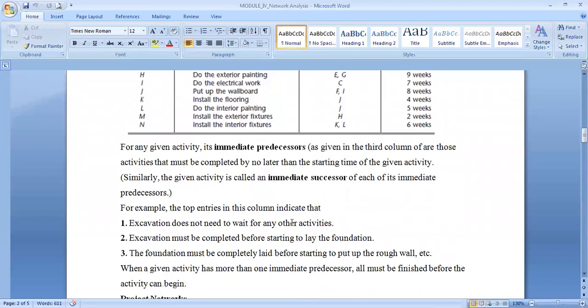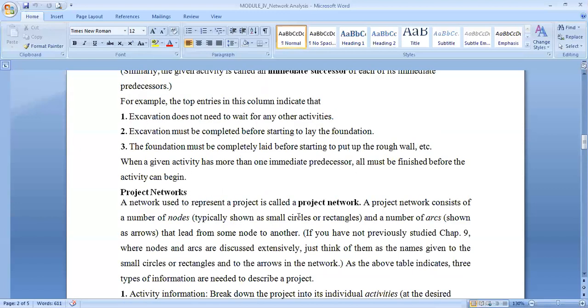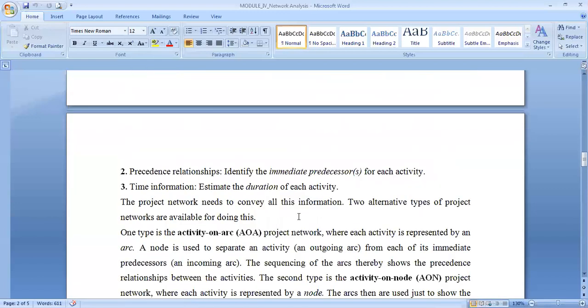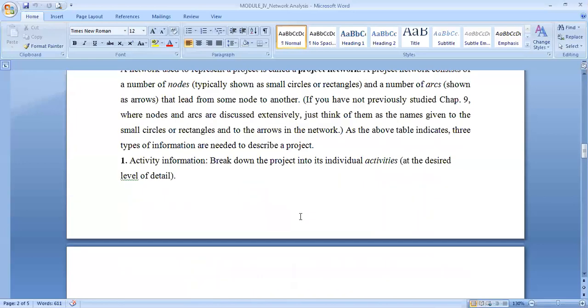The network diagram, as I have told, is a graphical, symbolic representation of the essential characteristics of a project, whether it is PERT or CPM. These PERT and CPM will be carried out with reference to this network. This network represents three important things. One is activity information. That is, one entire project is broken down into individual activities. These will be represented in the network diagram.